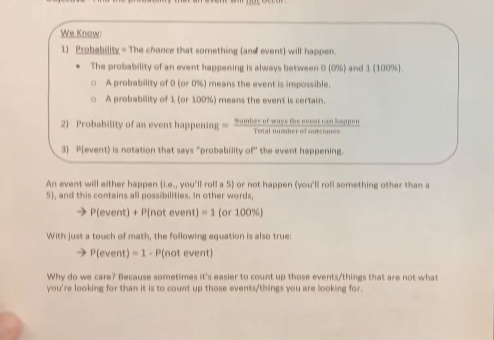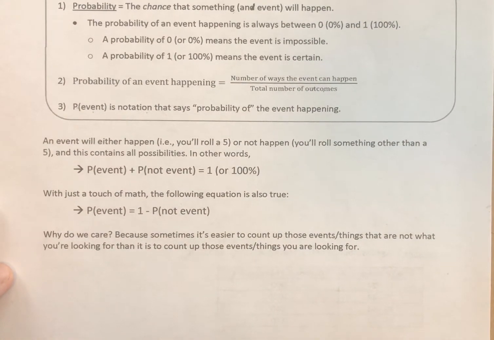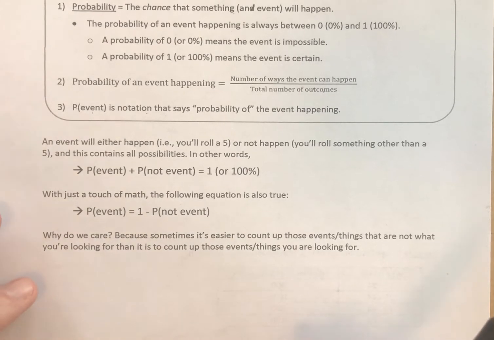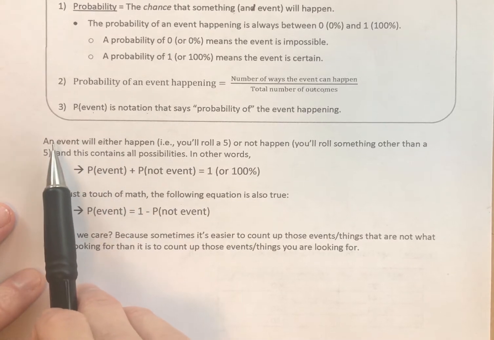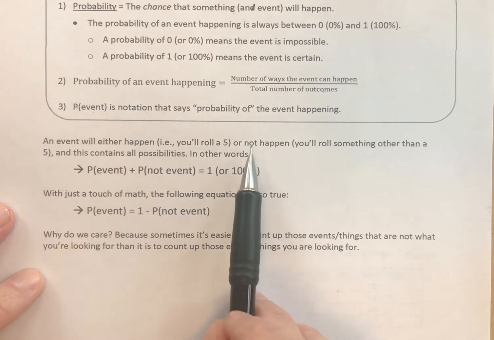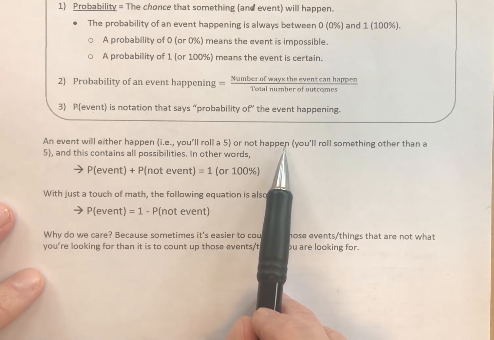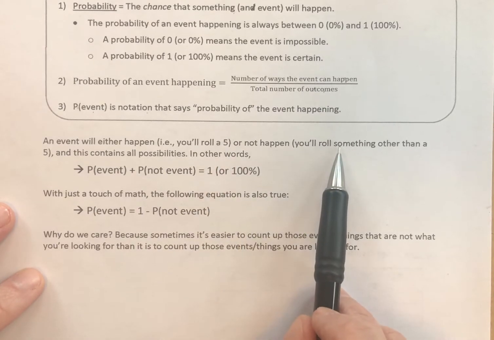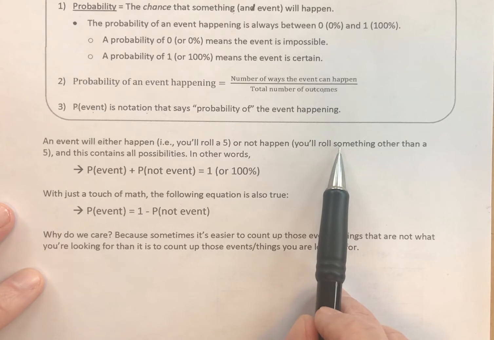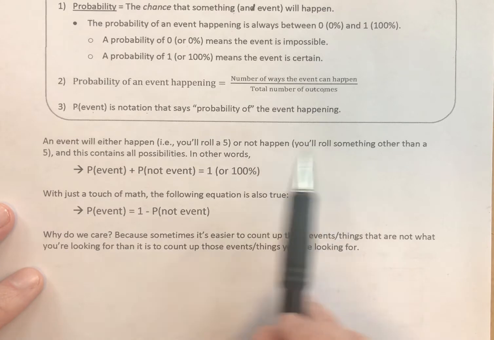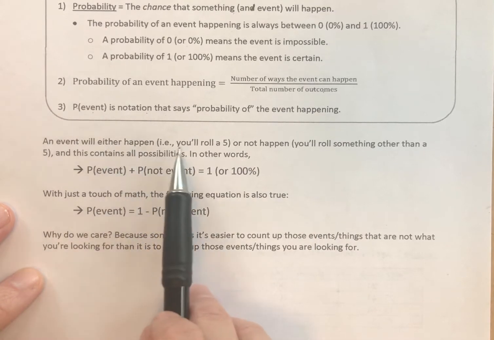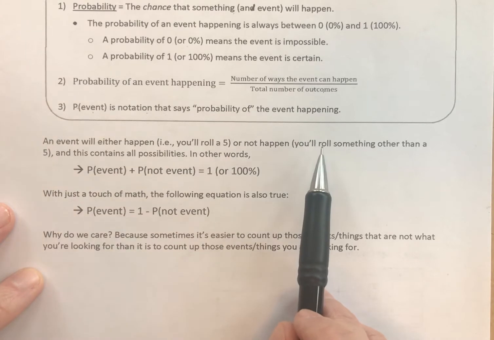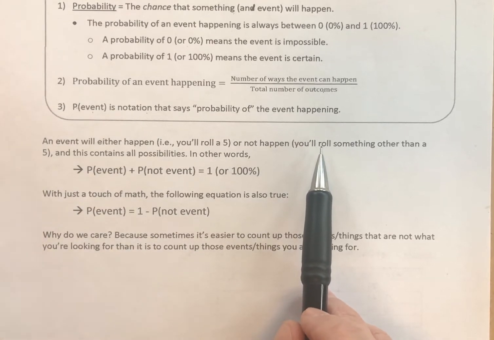Now let's get into this word "not," because it's sometimes a little easier to find probabilities if you understand the idea of "not." Basically, an event will either happen or it will not happen. You're either going to roll a 5 on a die, or you're not going to roll a 5. You're going to roll something other than a 5, a 1, 2, 3, 4, or 6, for example. In weather terminology, it's either going to rain or it's not going to rain. There's no in between.